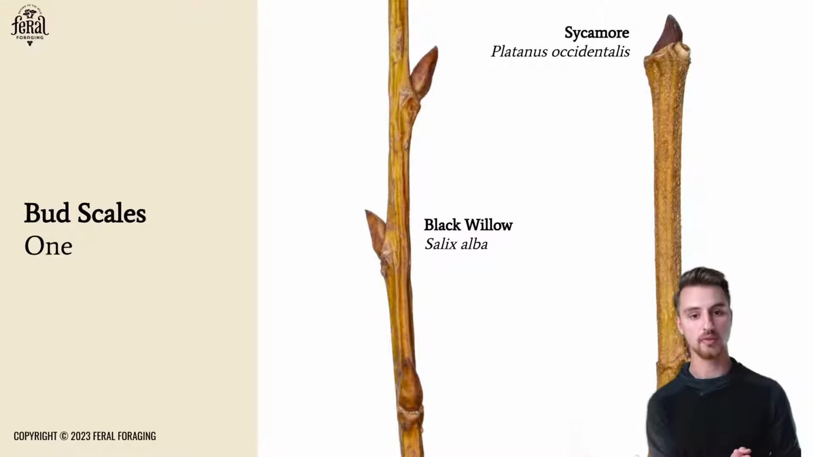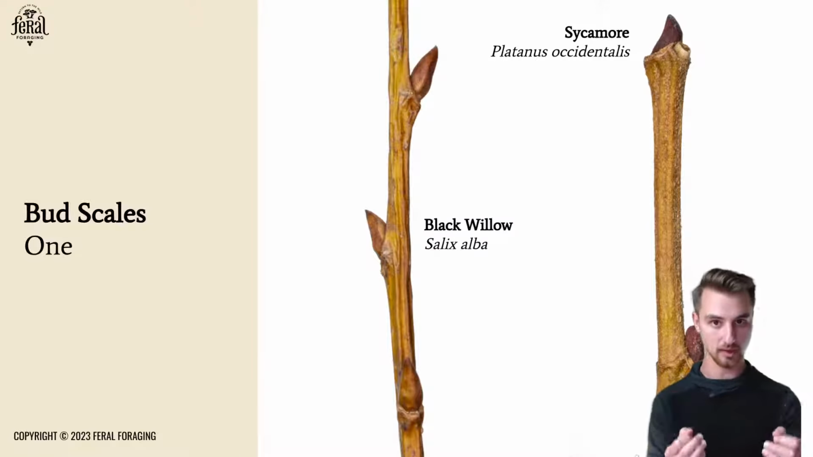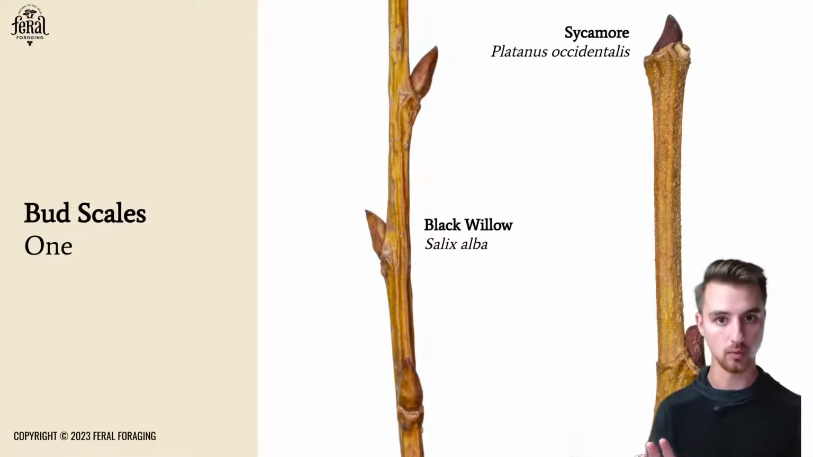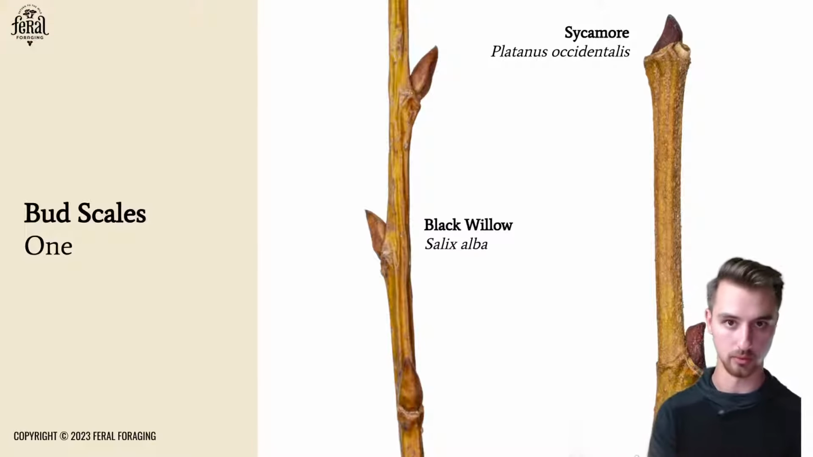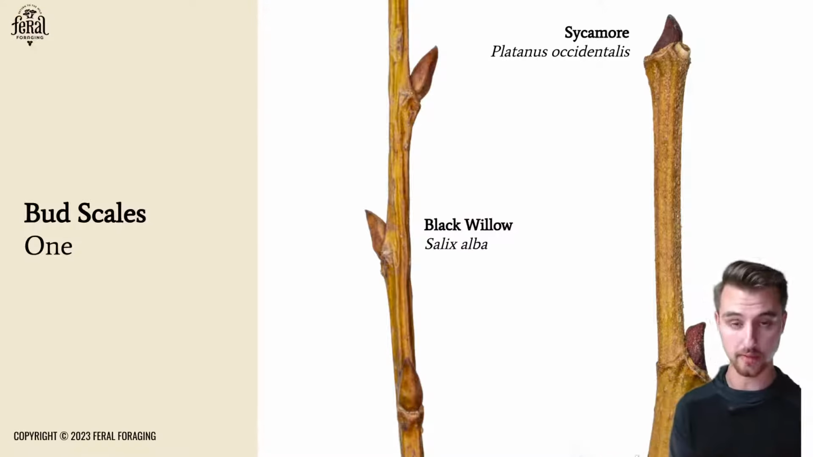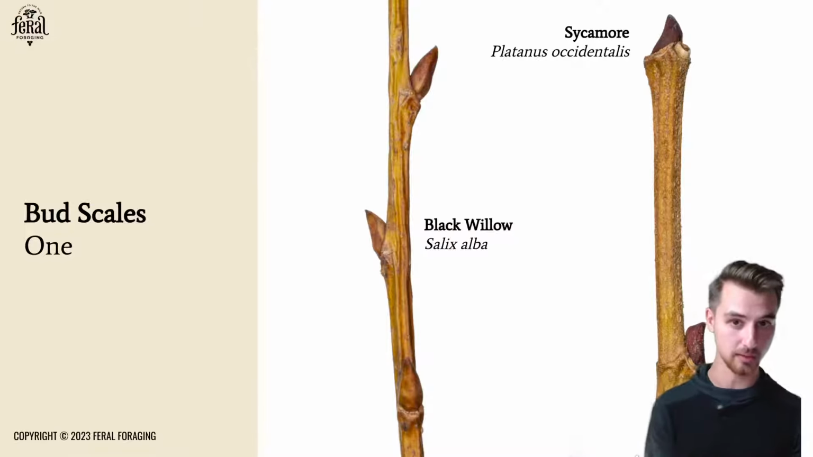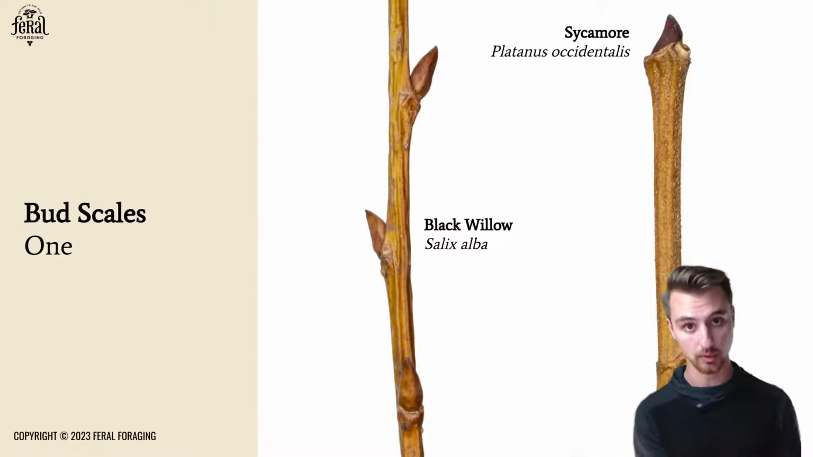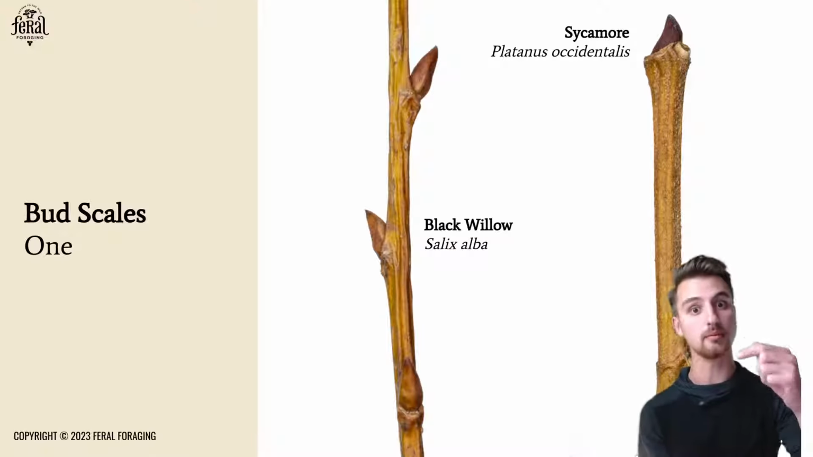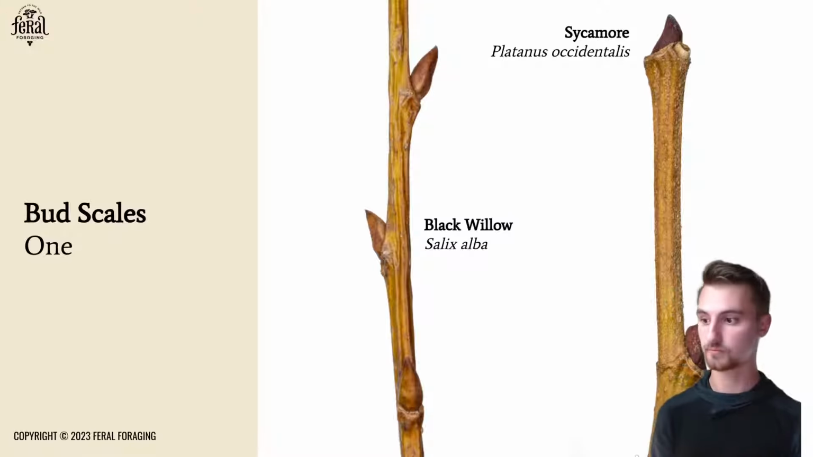All right, and then we have these two, which are both single scaled, right? Black willow. Willow is probably, to me, the most well-known tree that has single bud scales. No matter what species of willow you find, whether it's a white willow in Europe, a weeping willow that's ornamentally planted, or the native wild black willows that you encounter, they're all going to have a single bud scale. So that bud is going to be relatively uniform. And then sycamore is another one.